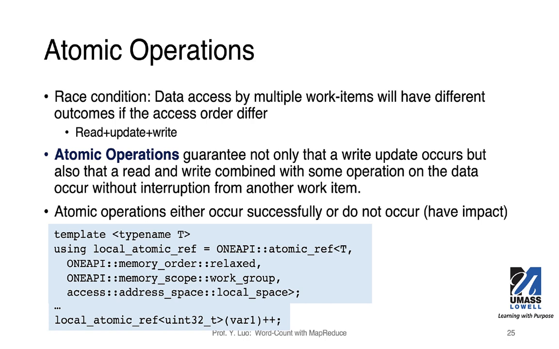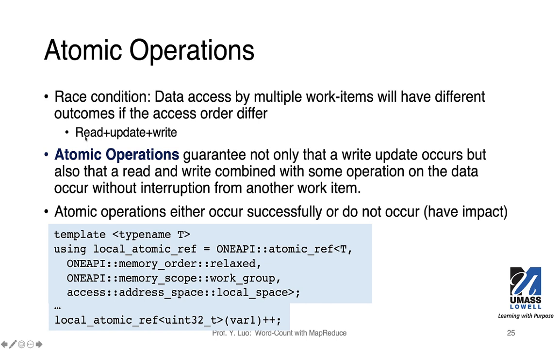Next thing is about atomic operations. First, we want to talk about race condition. A race condition happens when multiple work items try to access the same or shared variable, and they have different outcomes if the access order is different.